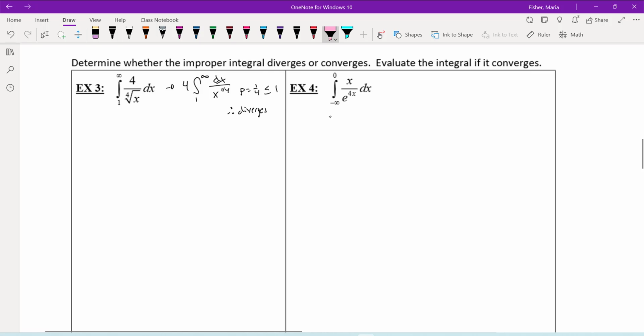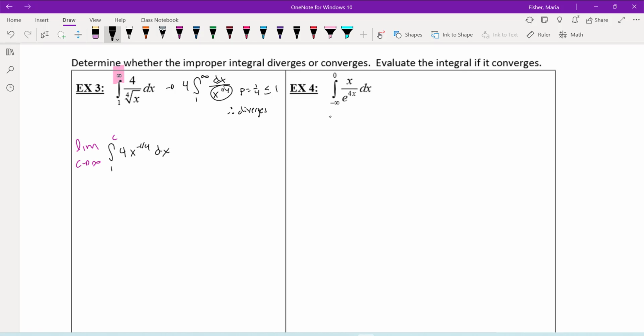To begin with, I have to rewrite this as a limit statement. The limit as c goes to infinity of the integral from 1 to c. And I'm going to rewrite this as 4, and instead of writing x to the 1/4 in the denominator, I'm going to bring it up to the numerator and write it x to the negative 1/4.